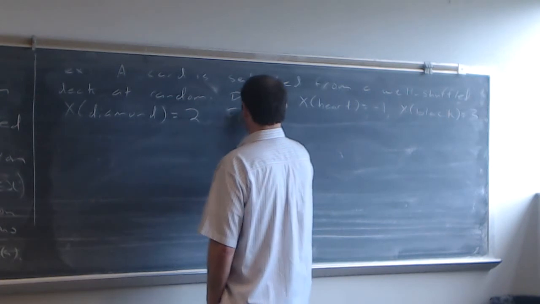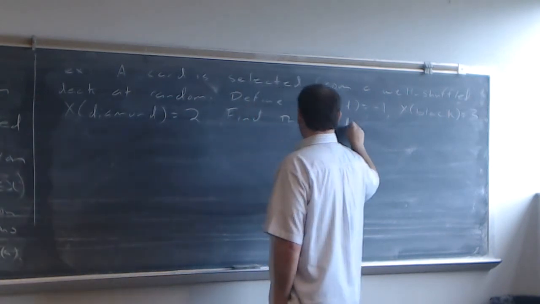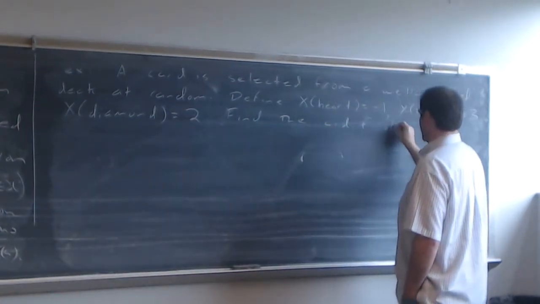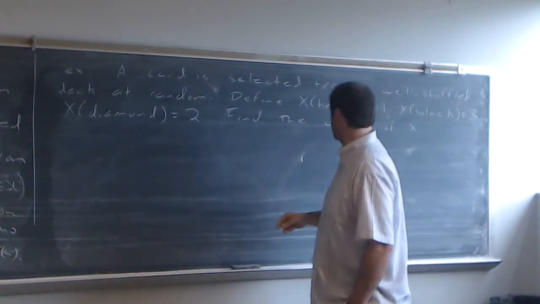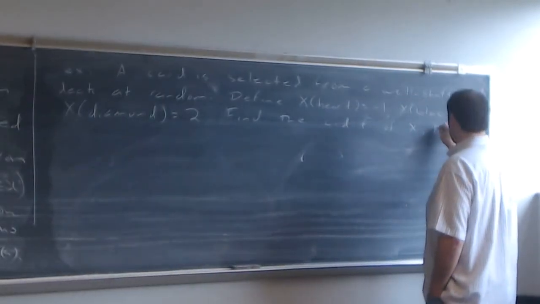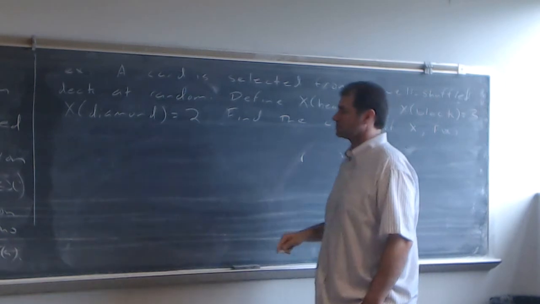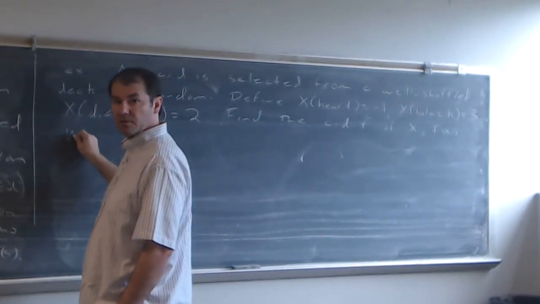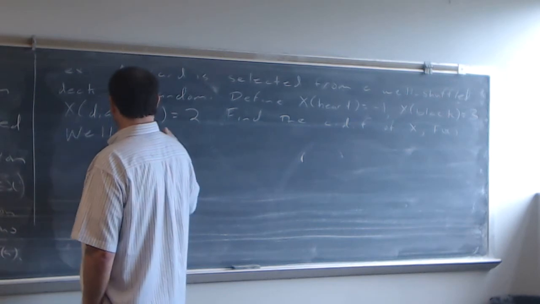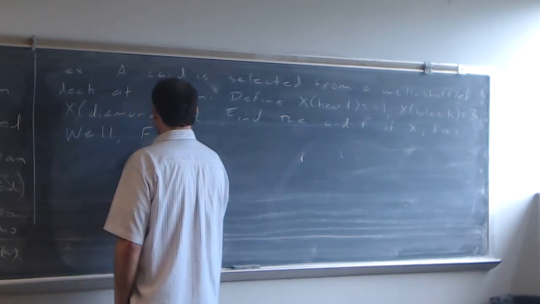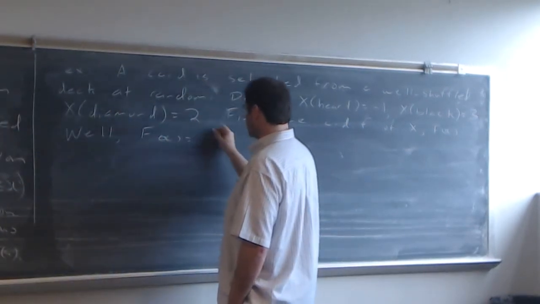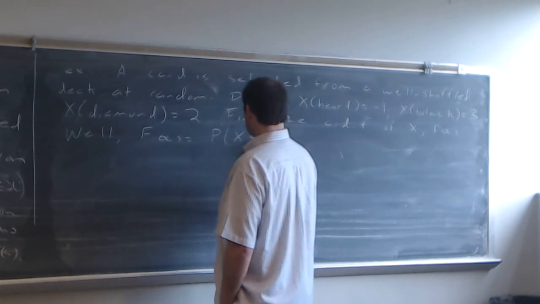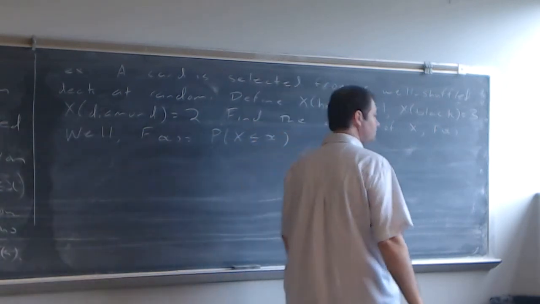Now, find the CDF, cumulative distribution function of x. Okay. Remember what that is. That's F of x. The first thing I'm going to do is remember this definition. Well, F of big X, big F of little x is equal to the probability that x is less than or equal to little x.